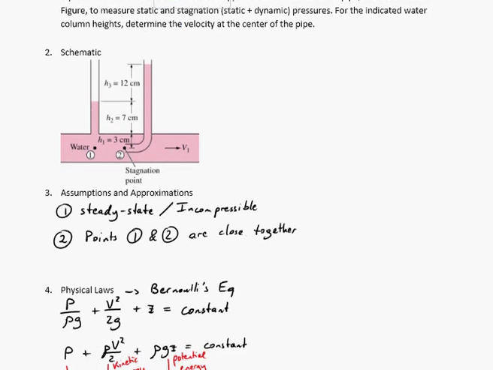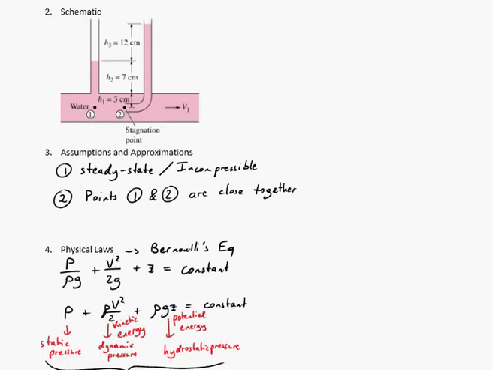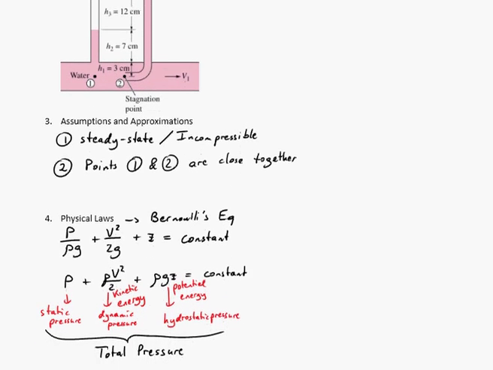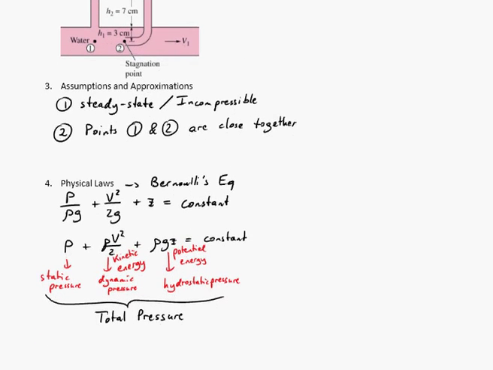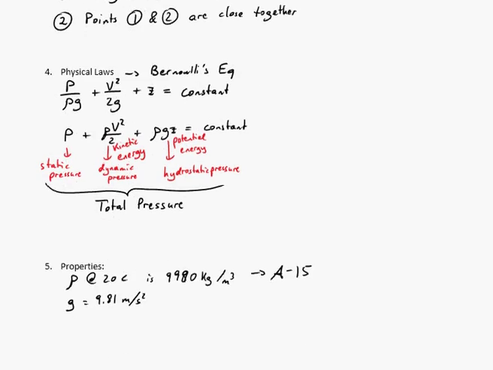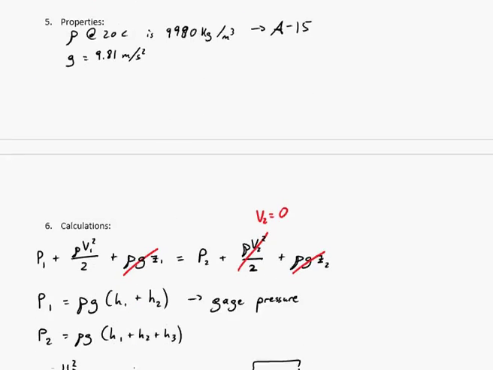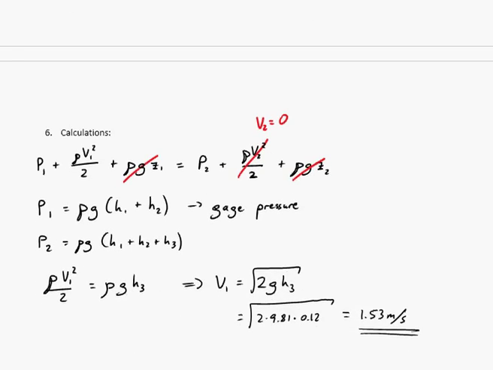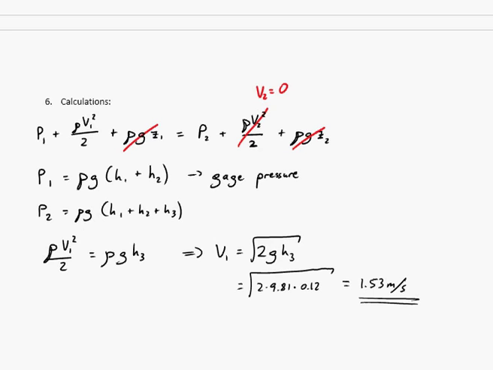We looked at the physical laws, which was Bernoulli's equation. We identified the static pressure, dynamic pressure and hydrostatic pressure, and then we applied Bernoulli's equation to solve for the velocity in this fluid based on the pressure measurements. And so this is an example application of Bernoulli's equation for pressure and velocity measurements in fluids.